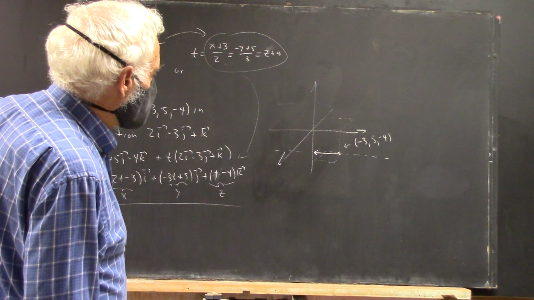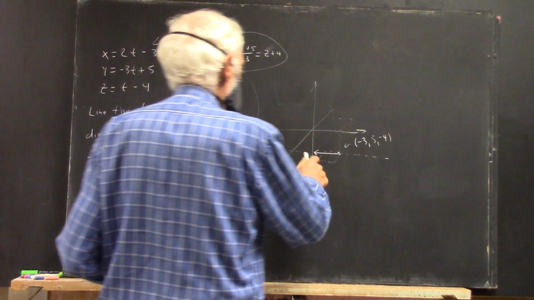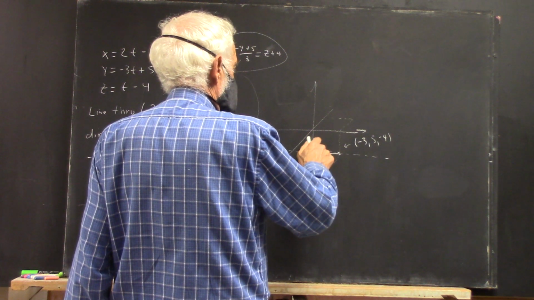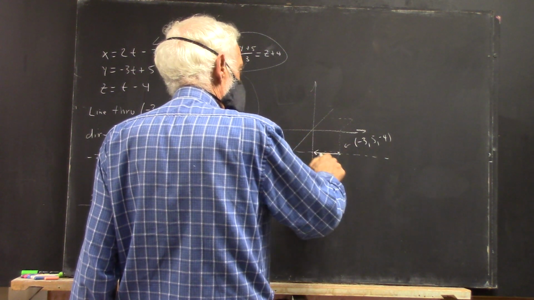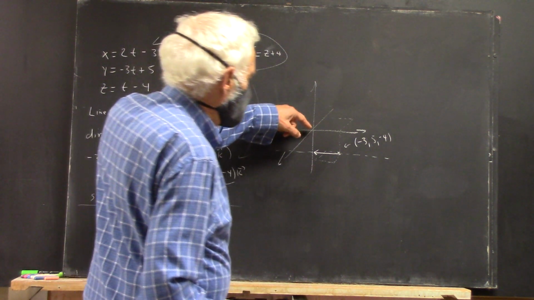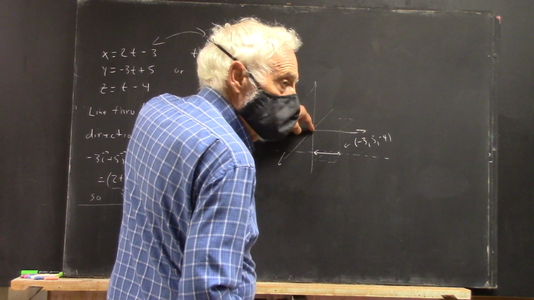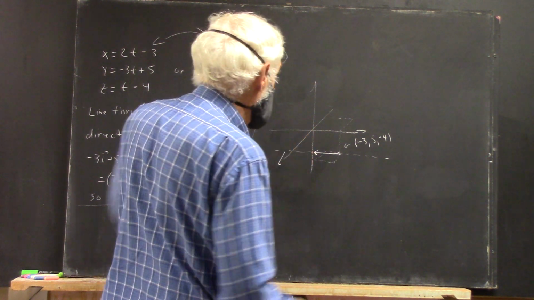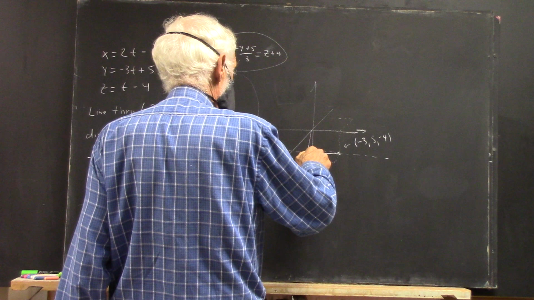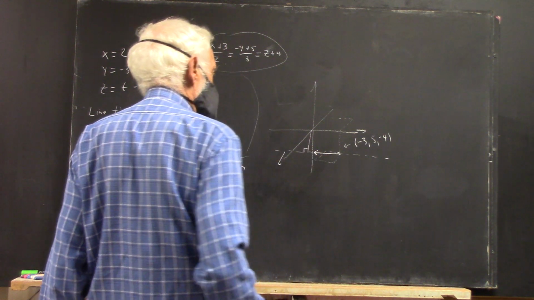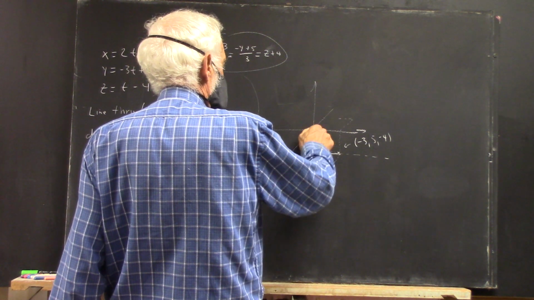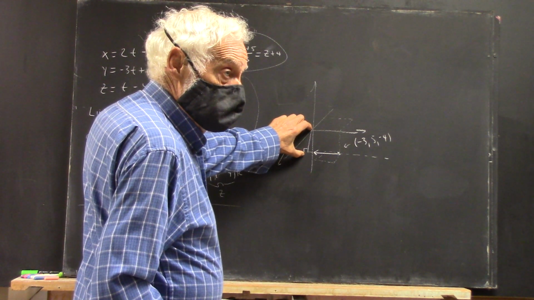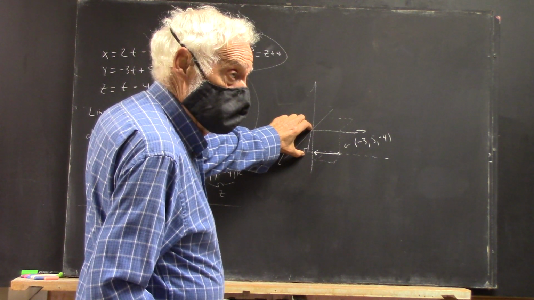Now we want to know the distance from the origin to this line. The distance from the origin to the line occurs on a line segment that starts at the origin, ends at the line, and is perpendicular to the line. So wherever that line is, if this is perpendicular, then the length of this segment is the distance from the origin to the line, okay?